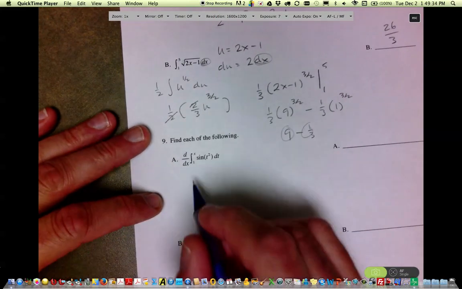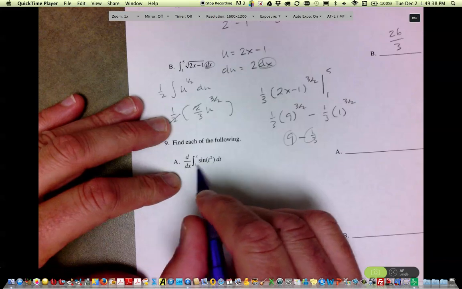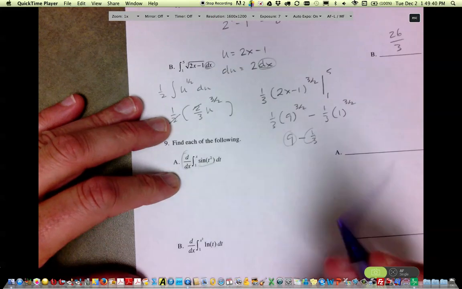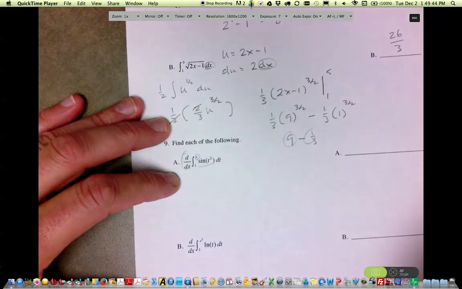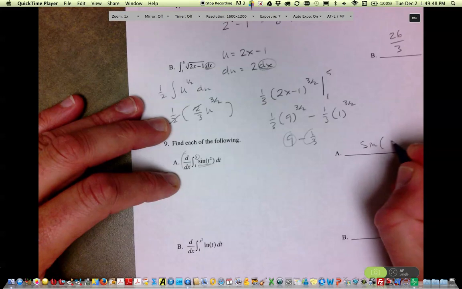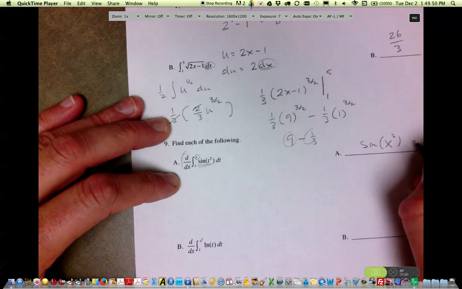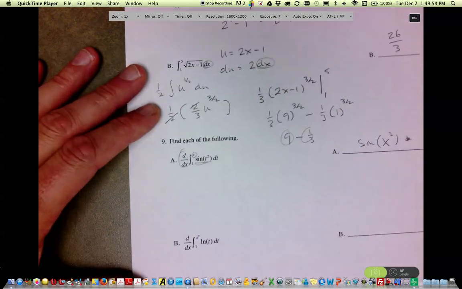These are the ones we talked about last night. This is taking the derivative basically of an antiderivative. And we said last night that if this was just x, then all we had to do really is say this is going to be the sine of, and just change this to an x. And then not plus a constant, but just that.